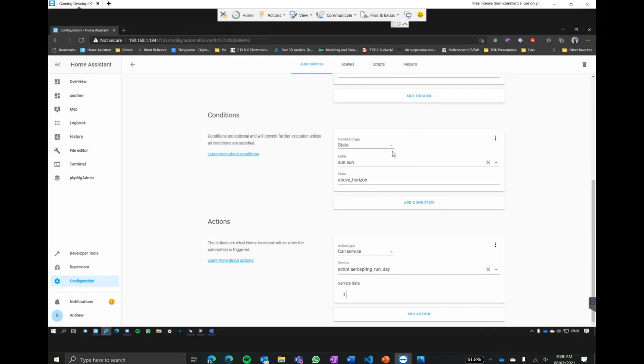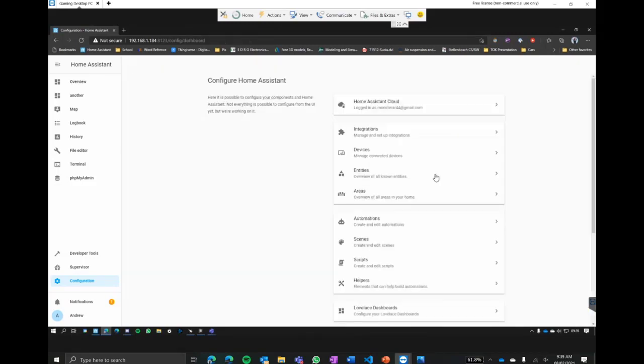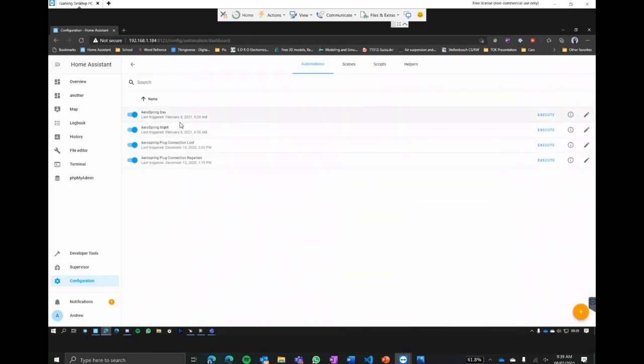So it waters for a certain time during the day and for a certain time during the night. This part of the automation runs during the day, and it will run the script called run day, which does, I think, 1.5 minutes. And then I've got the AeroSpring night, which does it for a different amount of time at night. As you can see, it reads information from an outside source about the time of day, whether the sun is above or below the horizon, and then it changes the amount of time that the plants are watered based on that.